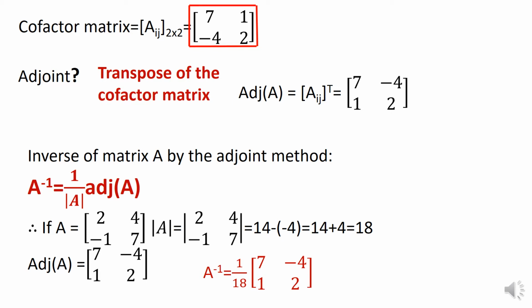Now, students, we have seen the method for finding the inverse of a 2 by 2 matrix by the adjoint method. Now, as we go further, as we solve sums, I will explain to you how to find the adjoint of a 3 by 3 matrix.